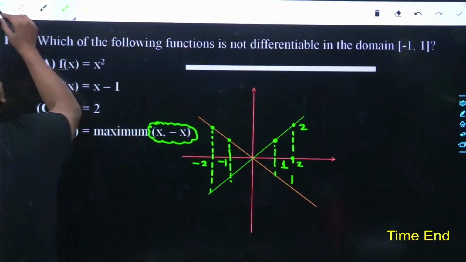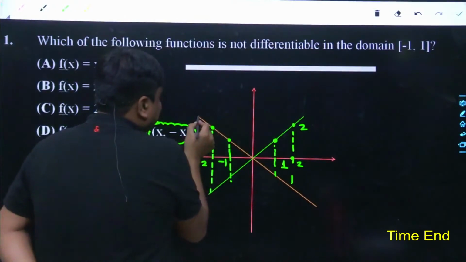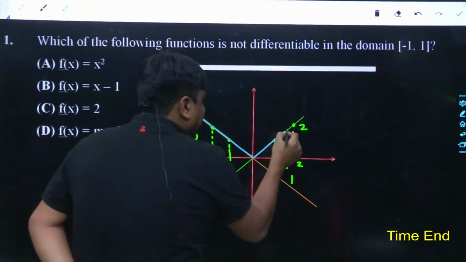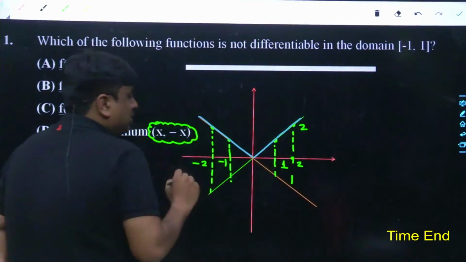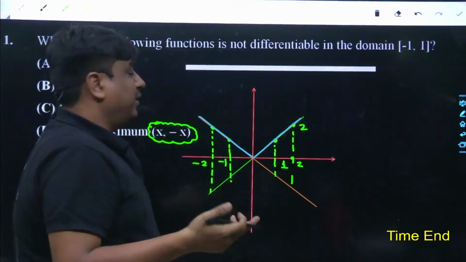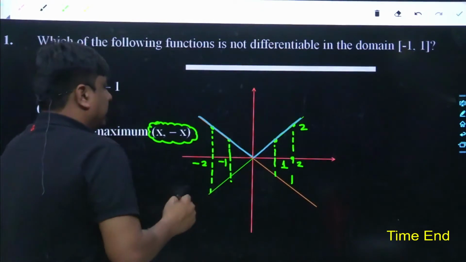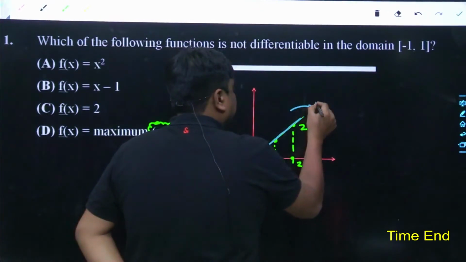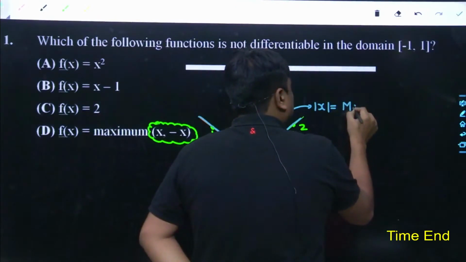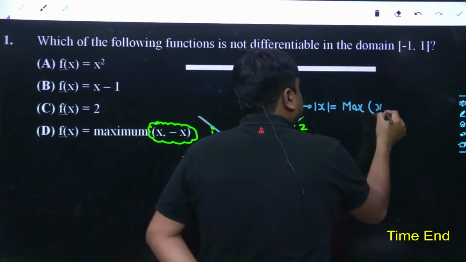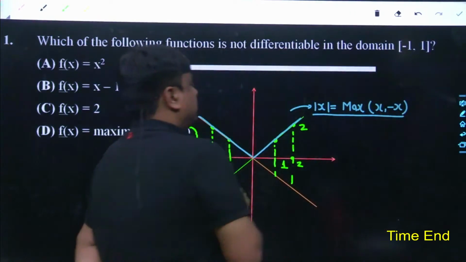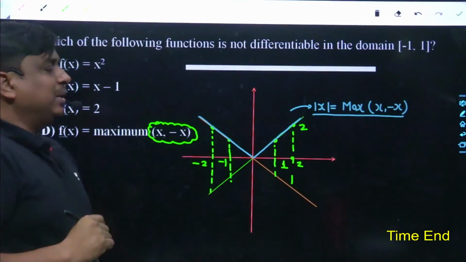And virtually speaking, this kind of curve has already been seen earlier, and this is a V shape having a slope equal to -1 for negative values of x, and a slope equal to +1 for the positive values of x. So obviously this is nothing but the modulus of x function. Keep in mind, max of x comma minus of x can also be referred to as modulus of x. This thing must be clear to all of us.